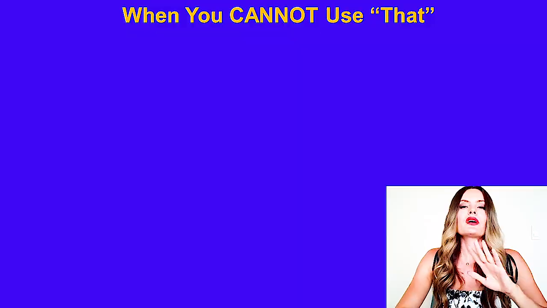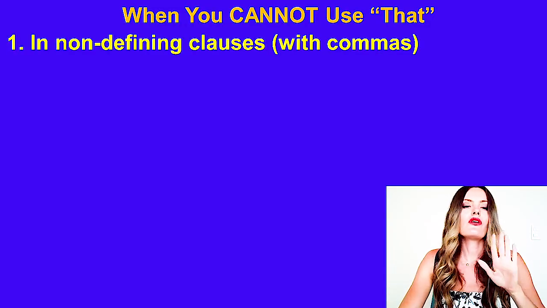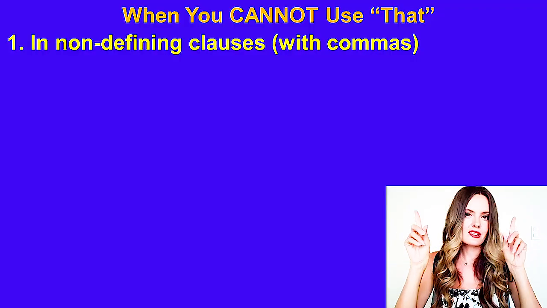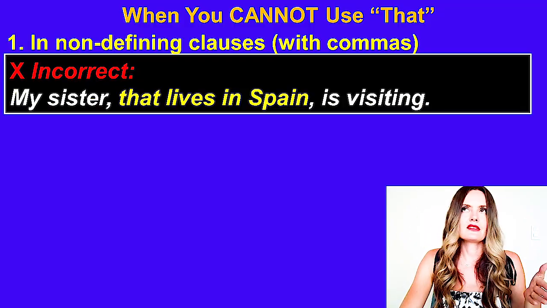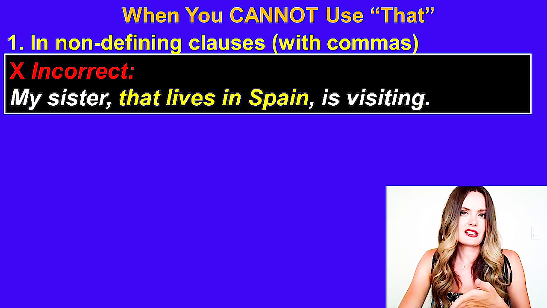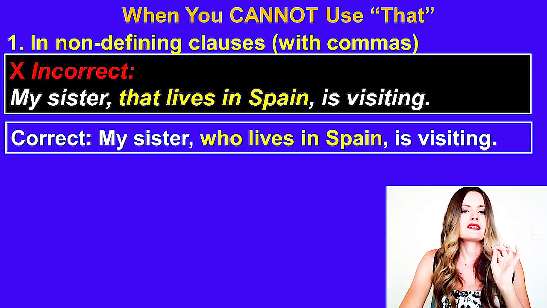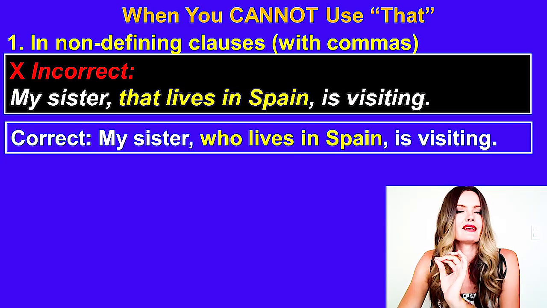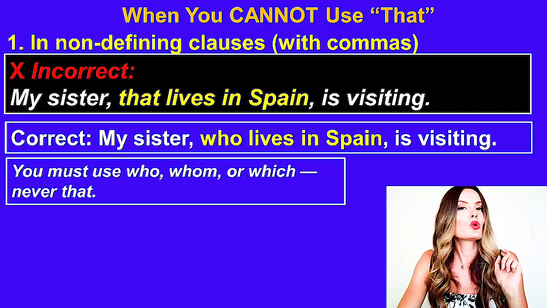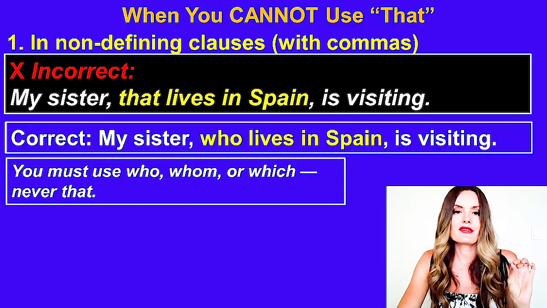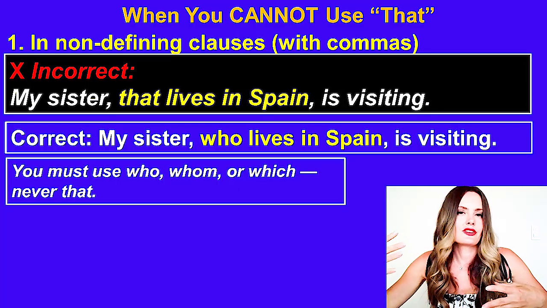Now, when you cannot use that. In non-defining clauses, so clauses with commas. Incorrect way to say, my sister that lives in Spain is visiting. It's wrong. You should say only, my sister who lives in Spain is visiting. This is the correct way. You must use who, whom, or which, and never that in non-defining clauses when you give extra details.